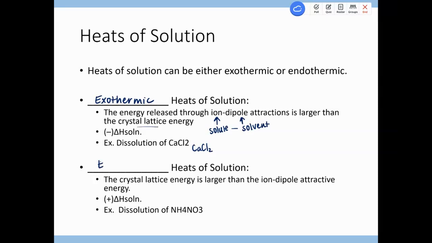An endothermic heat of solution means that the crystal lattice energy, so the energy required to break apart the crystal, is larger than the energy released when the ion-dipole forces form, so the solute-solvent interaction. So you'd have a positive delta H of solution, and an example is NH4NO3. I think this is the component in those ice packs, but I have to look that up to double check.